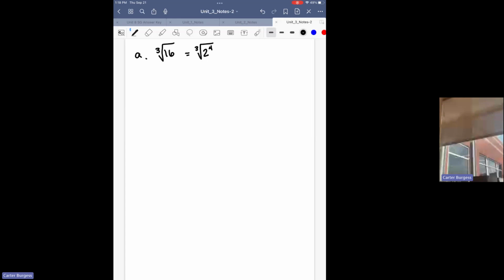Okay, so looking at the cube root of 2 to the 4th. We have looked at roots as powers before. The example that we've considered was the square root of x. What was my exponential way of rewriting the square root of x? X to the 1/2. And so what is the analog going to be for the cube root of x? X to the 1/3.